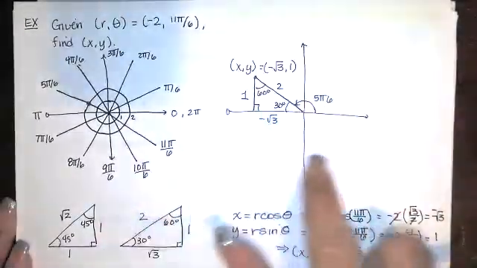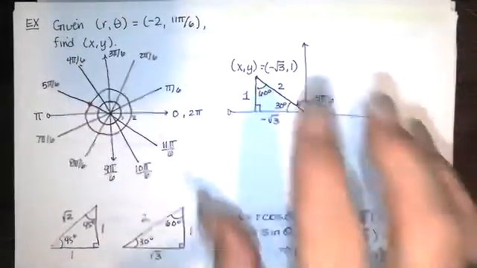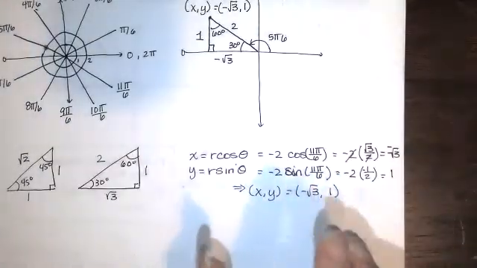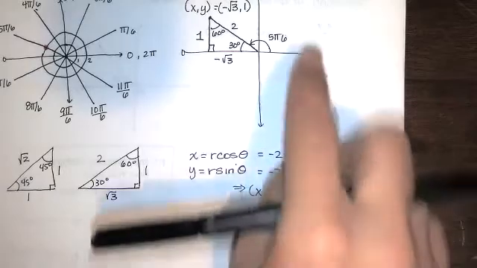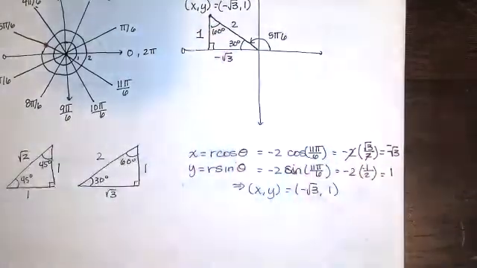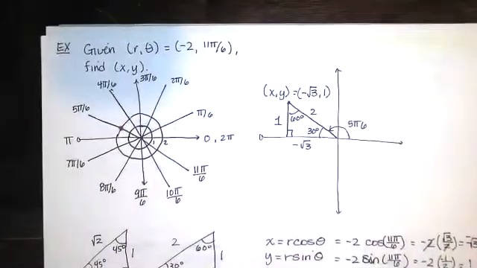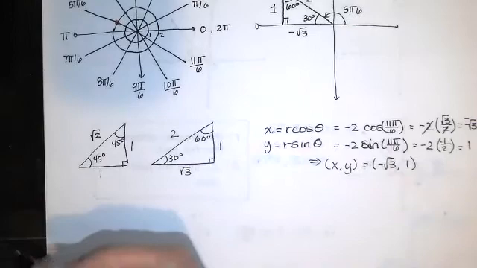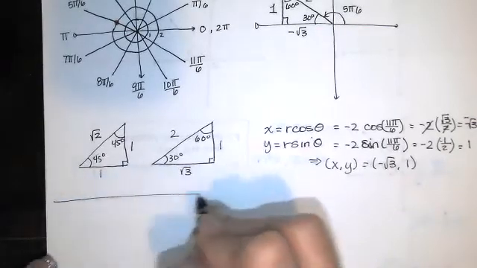I still prefer this method, but if you're not comfortable with it, you can always do this instead. But I highly, highly recommend that you try to get comfortable with this and just use this to confirm your graph over here. Okay, so I gave you r and theta and I asked you to find x and y. We could also go the other way.